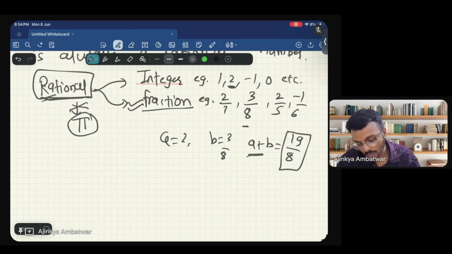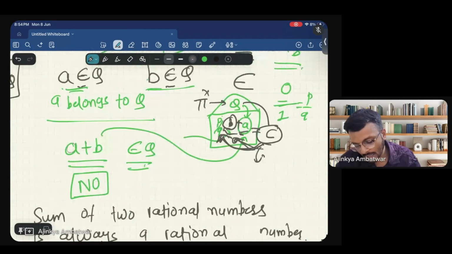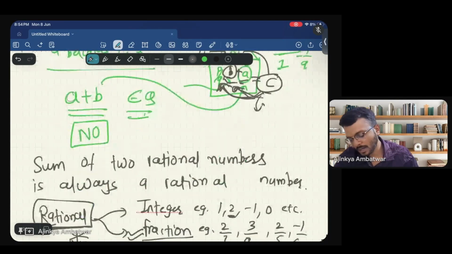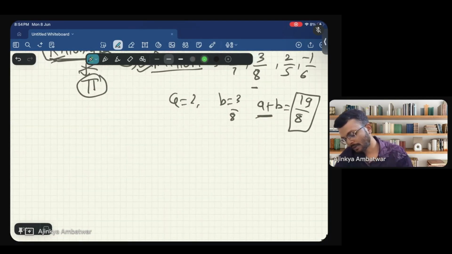So what I'm trying to tell you is if I take any A and B values from rational numbers, if I add them, the addition is always going to be a rational number, 100%. Okay? A and B ka addition will always be a rational number. Now, this is a property of rational numbers, and that property is called the closure property.